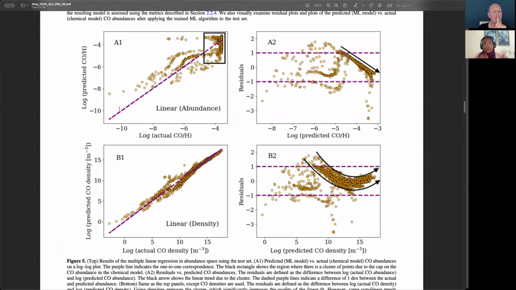And the predicted is what we get from the trained linear regression model. The purple line that we see in these plots denotes the line of one-to-one correspondence. So if you have a point falling on that, you have a perfect match between your predicted and actual abundance. When we plotted that to see how well the model is doing, we see that we have generally a pretty okay agreement, but we have that edge effect that's highlighted in the black rectangle. And we see this cluster that's happening.